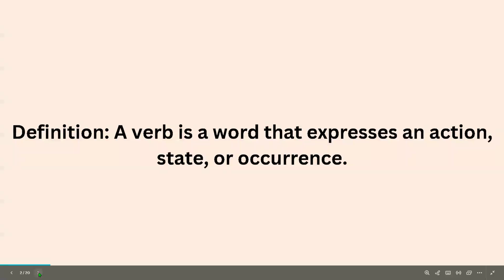So, what is a verb? In general talk, I am talking. So, talking is a verb. It shows the action. So, all the words that show the action or express the state or occurrence, we call them a verb. Okay.